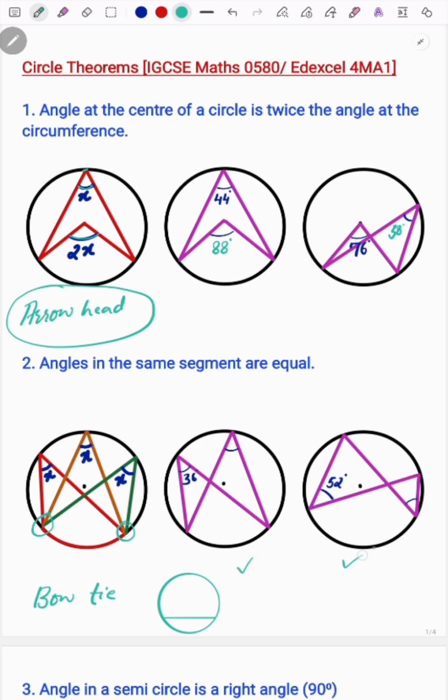You can see in both the examples it appears to be a bow tie. Look at the angle. If here it says 36 degrees, this will also be 36 degrees. Straight away you can write it. If on the other side this angle is 52 degrees, you don't need to measure it or do any calculation. They are in the same segment, appears to be a bow tie. This will also be 52 degrees.